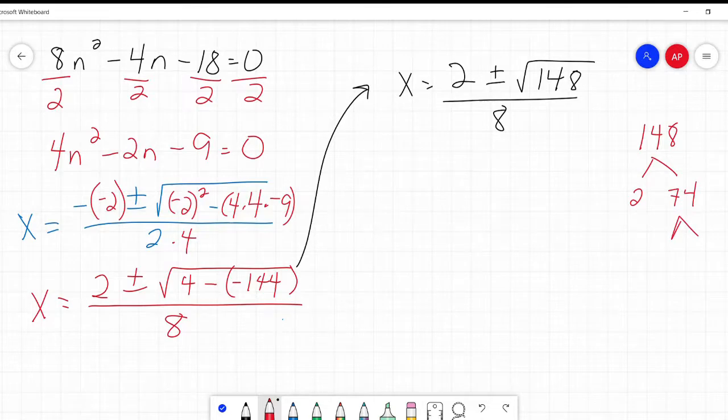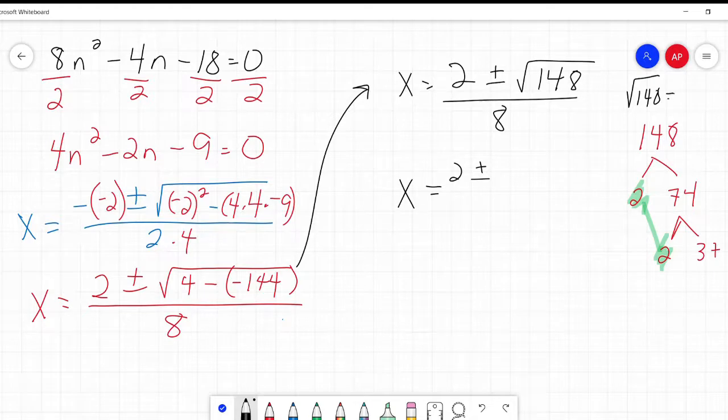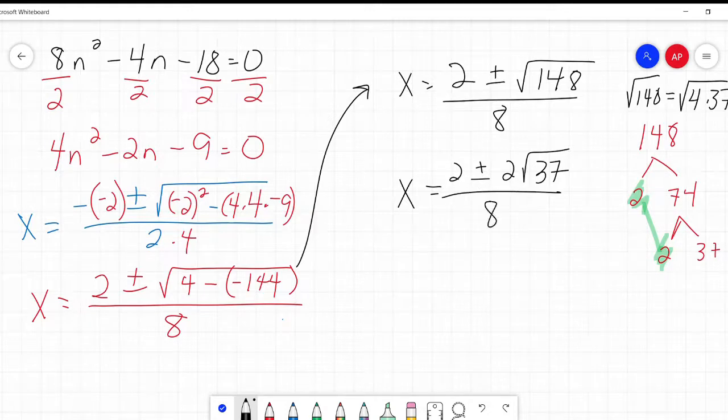2 and 74, and that's 2 and 37. 37's prime. Hey, and there's my pair, 2, 2. So 4 comes out. Again, video down below if that doesn't make any sense. All right, so x equals 2 plus or minus, and because the square root of 148, my little factor tree I just saw over here, is same as square root of 4 times 37, then this is 2 square root of 37. So square root of 4 is 2, all over 8.